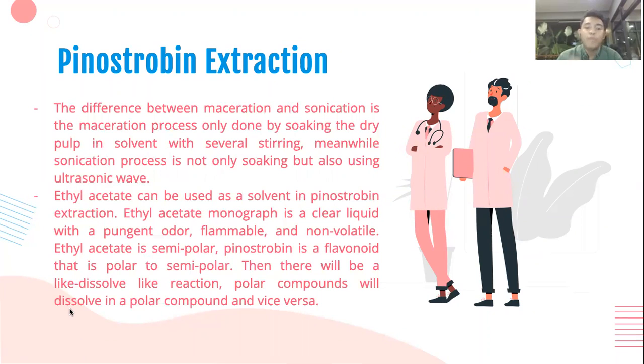The difference between maceration and sonication is that the maceration process is only done by soaking the dry powder in the solvent with several stirrings. Meanwhile, the sonication process is not only soaking but also using ultrasonic waves. Ethyl acetate can be used as a solvent in pinostrobin extraction. Ethyl acetate is a clear liquid with a pungent odor, flammable, and volatile. Ethyl acetate is semipolar. Pinostrobin is a flavonoid that is polar to semipolar. Then there will be a like-dissolves-like direction: polar compounds will dissolve in polar compounds and vice versa.